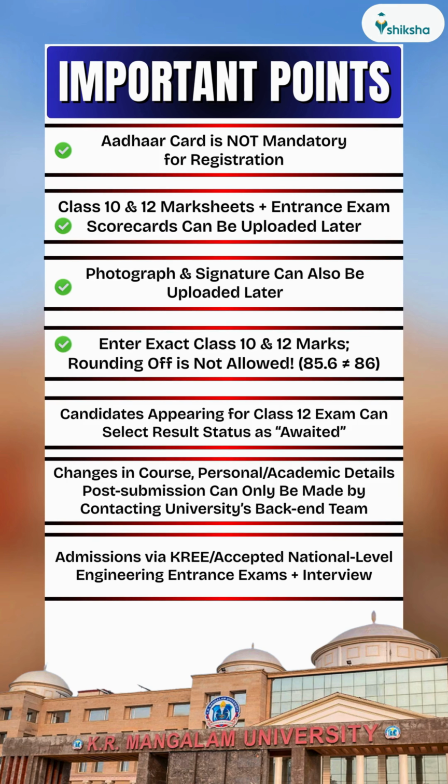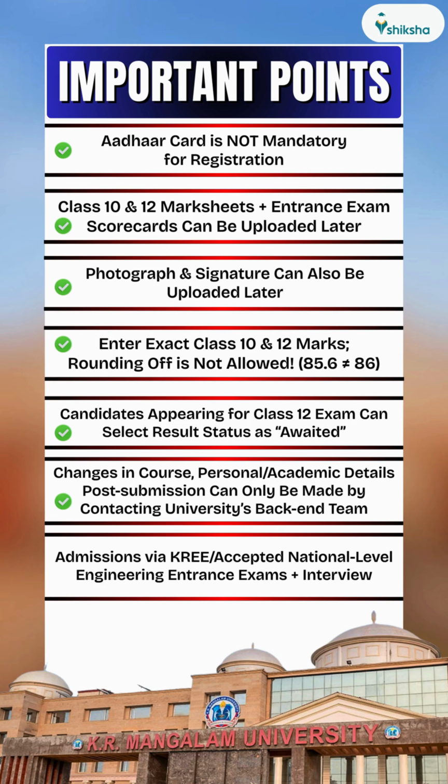Enter the exact class 10th and 12th marks. Rounding off is not allowed. For example, if you have scored 85.6%, don't round it off to 86%. Candidates currently appearing for class 12th exams can select the result status as awaited and update the exact marks later.